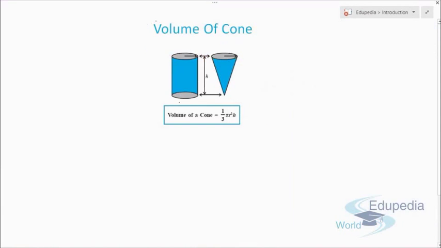Introduction, volume of cone. As you can see over here, this is a cylinder, right? You can see very clearly, and this is a cone. Now if you can see properly, cylinder and cone are somewhat similar. Instead, the cone has a slanting height, whereas the cylinder has a straight height, right? So this means the volume of a cone is actually derived from the cylinder.